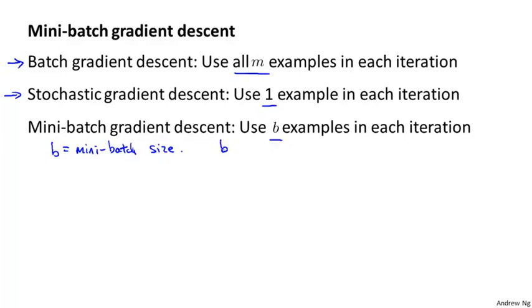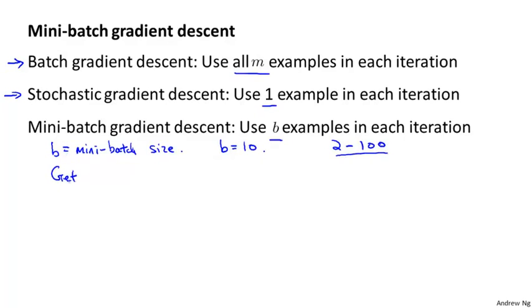A typical choice for the value of b might be b equals 10, let's say, and a typical range really might be anywhere from b equals 2 up to b equals 100. So that'll be a pretty typical range of values for the mini batch size. And the idea is that rather than using one example at a time or m examples at a time, we're going to use b examples at a time.